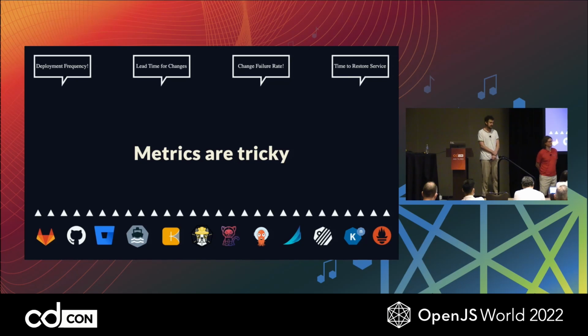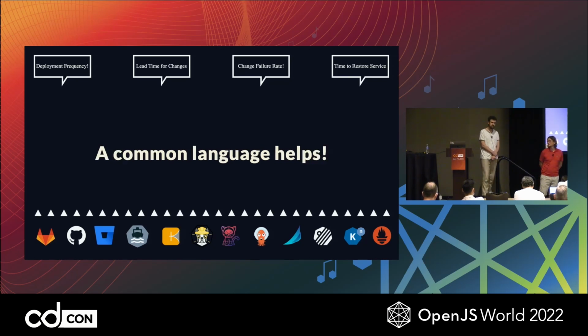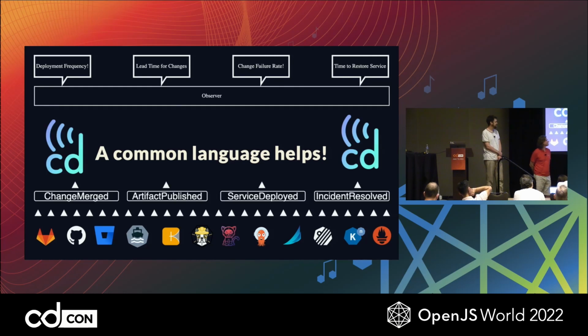So there are things we can do to help, and a common language is one of those things. So rather than worrying about all these different tools and services that you need to collect data from, having something like CDEvents, where you can, instead of looking directly into all these tools, just get standardized events like change merged, artifact published, service deployed, and incident resolved, which we have looked at today. That makes it a lot easier for an observer to gather up all the data that it needs.